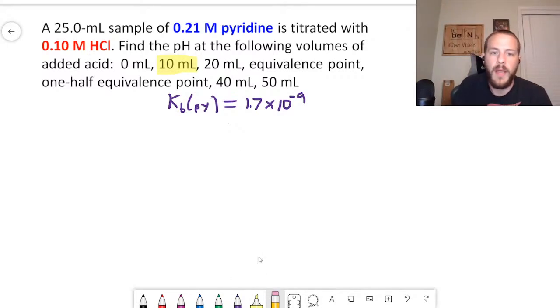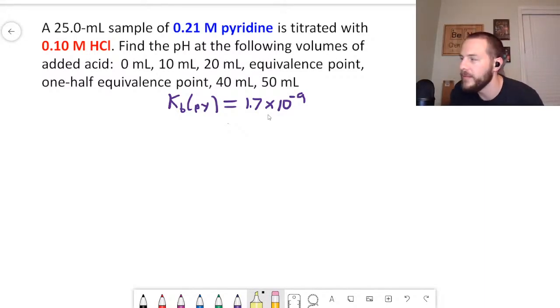Okay, so now we're going to move on to 20 milliliters. Yeah, there's no way I'm going to have time to do all these tonight. Maybe we should just do, I don't know. Let's just do equivalence point and 1/2 equivalence point. What do you guys think?